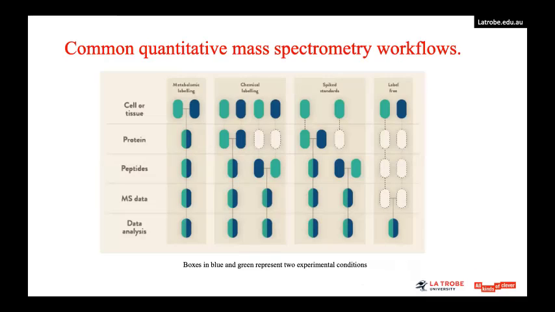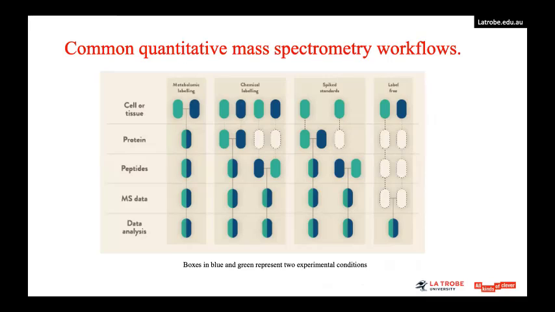And this is how different workflows have been developed in mass spectrometry, and they all rely on comparing samples with each other. We don't have absolute information of quantities. We have relative information. So in this graph, we have in blue and green two different experimental conditions, so two different samples.